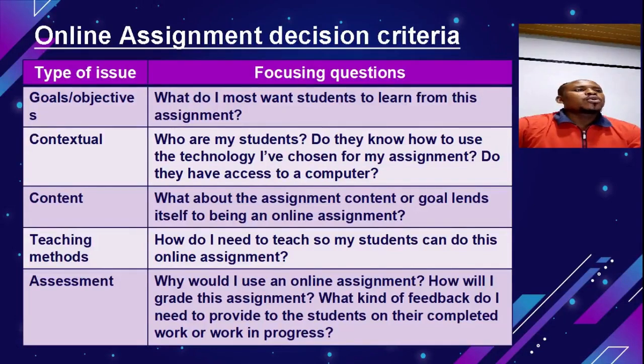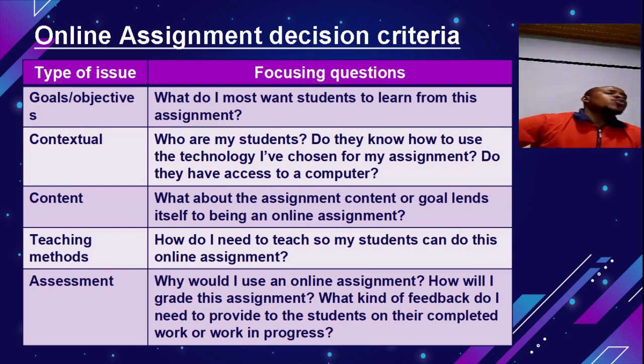Look at online assignment decision criteria. Now you have the types of issue focusing questions. Let's look at the goal and objectives, because when you want to give assignment online, there's a criteria you follow or decision you have to make. The type of issue, the goal and objectives. What do I most want students to learn from this assignment? What am I expecting? What do I want them to learn from this assignment?